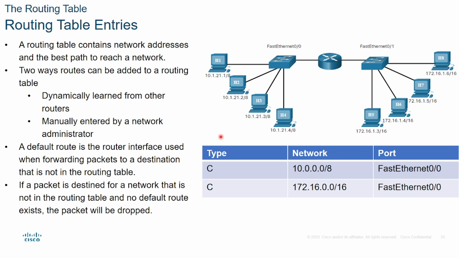So a default route is a router interface used when forwarding packets to a destination that is not in the routing table. So if a packet is destined for a network that is not in the routing table and no default route exists, the packet will be dropped. The message will not be sent.